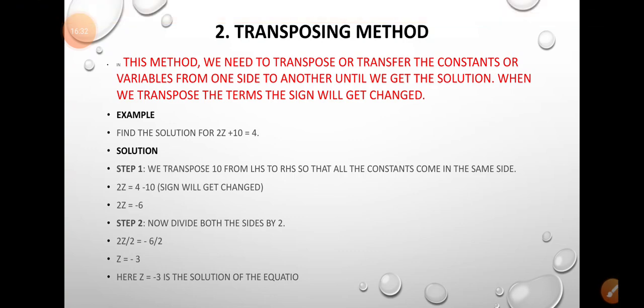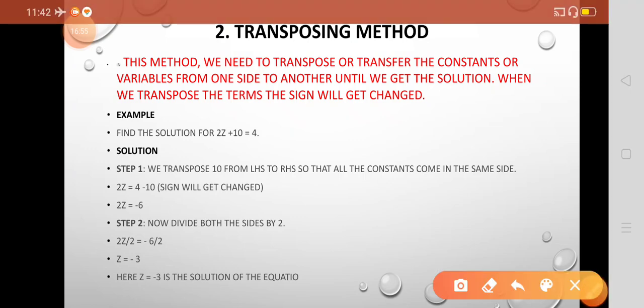One more method is there, that is the transposing method. This method is similar to the balancing method; actually the meaning is the same but the name is different. Transposing method means transfer of constants or variables from one side to another side, but the condition is you have to change the sign of the number or variable that you are taking to the other side. Transferring the variable or constant to the other side with change in sign is known as the transposing method. One example is given here, 2z plus 10 is equal to 4.